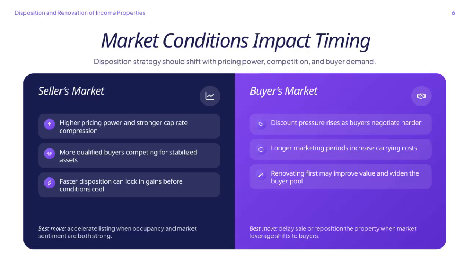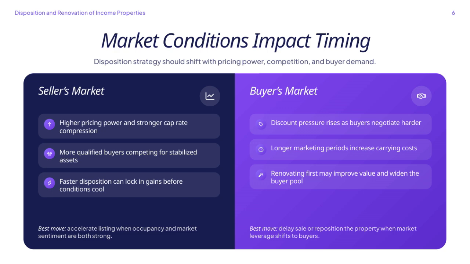On this slide, we're looking at how market conditions play a crucial role in determining the best timing for selling income properties. In a seller's market, you have higher pricing power because more qualified buyers are competing for stabilized assets, which leads to stronger cap rate compression. This competition means you can often sell faster and lock in gains before the market cools down. The key strategy here is to accelerate listing when occupancy is high and market sentiment is positive.